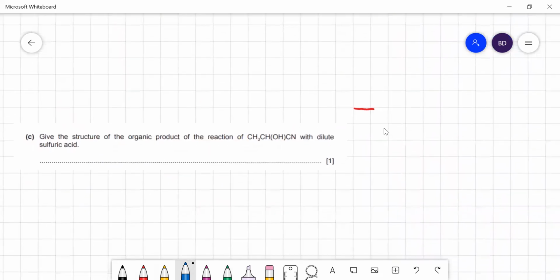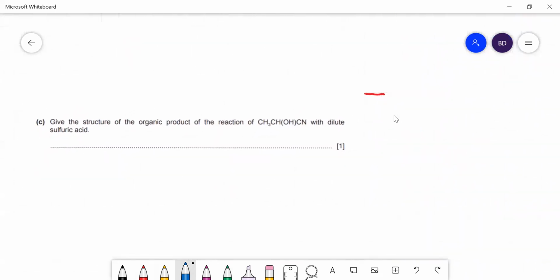Okay, give the structure of the organic product of the reaction of the 2-hydroxypropane nitrile with dilute sulfuric acid. Well, it's the cyanide group becomes hydrolyzed to form the carboxylic acid. So I will just draw that's what we've got to start off with.